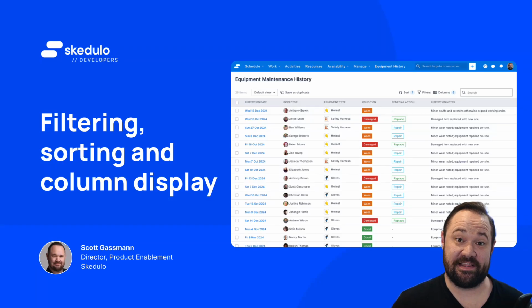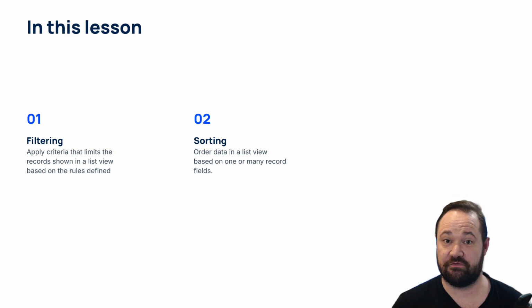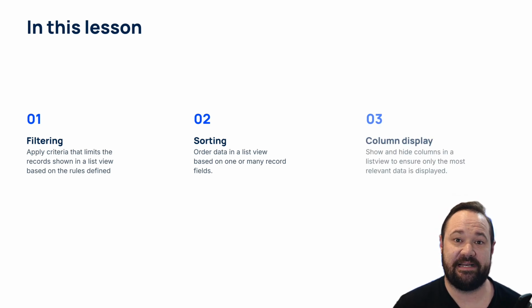Now that we've covered what list views are and how they fit into Schedulo, let's start working with them. In this lesson, we're going to explore three key features that help you organize and work with your data: filtering, sorting, and column display. Filtering allows you to focus on the records that matter to you, while sorting gives you control over the order in which records appear.